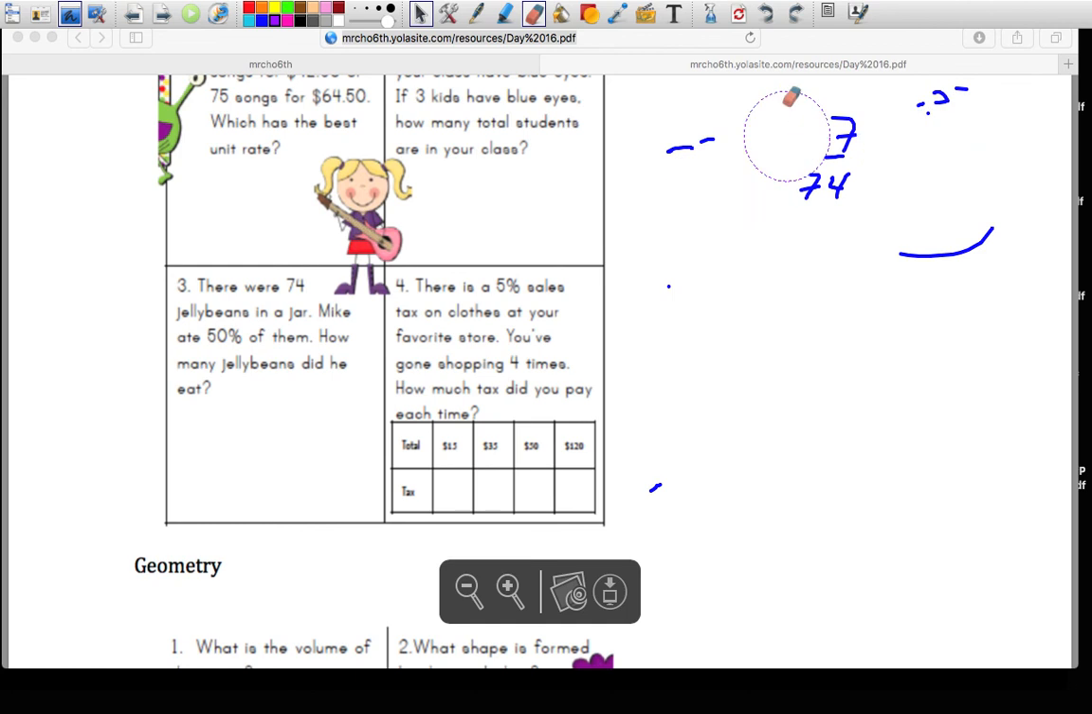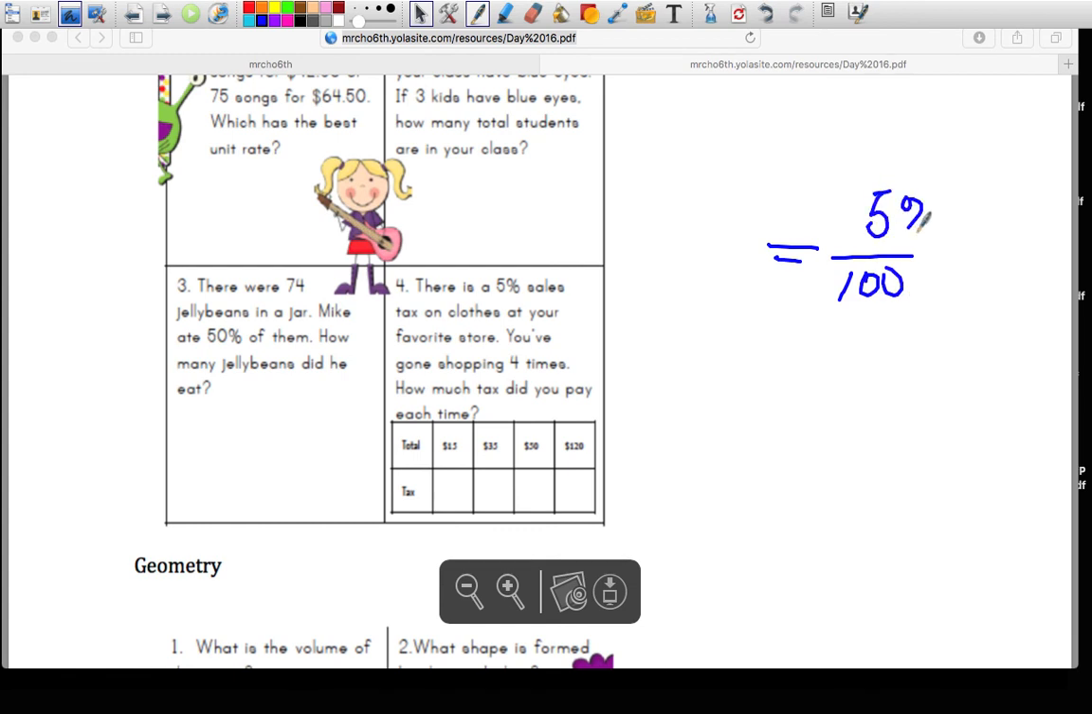Okay, so you've got to find the tax. I'm not going to do it all 4 times. Okay, I'll do it once, so the first one. Here, percent proportion again. 100. Tax is 5%. And what did I buy here? I bought something that was $15.